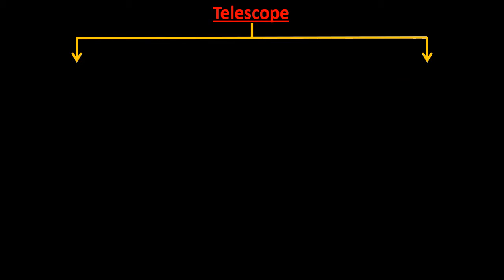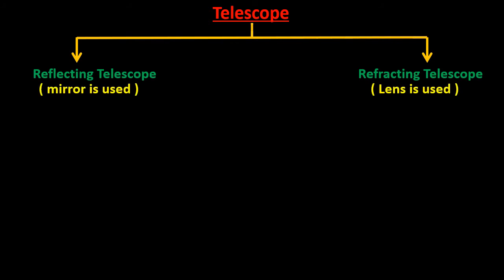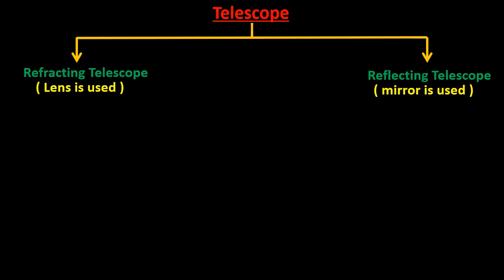Telescopes are broadly divided into two categories. One is called the reflecting telescope and another is called the refracting telescope. In the reflecting telescope, mirror is used, while in the refracting telescope, lens is used. Again, this refracting telescope is of two types. One is terrestrial telescope and another is called astronomical telescope.